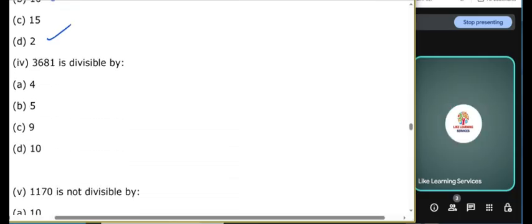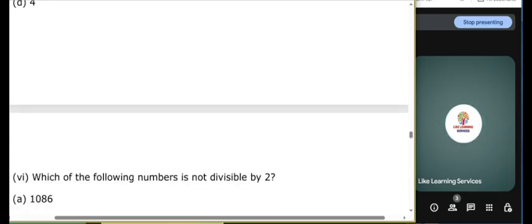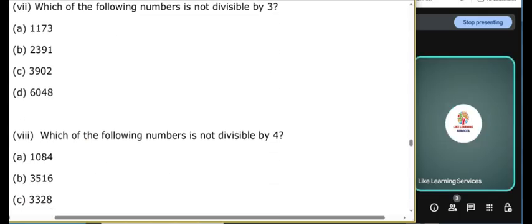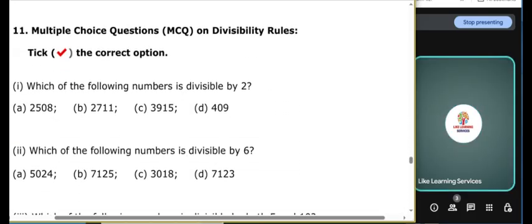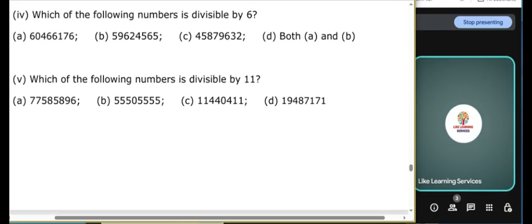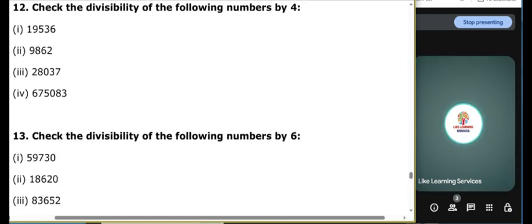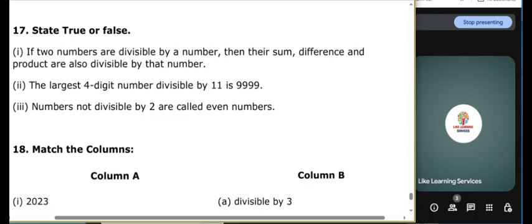3681 is divisible by 9, because the sum is 18. All right, and so on and so forth. I think you can practice the rest. Multiple choice: which of the following numbers is divisible by 2? It's the same principle. You just practice the rest.